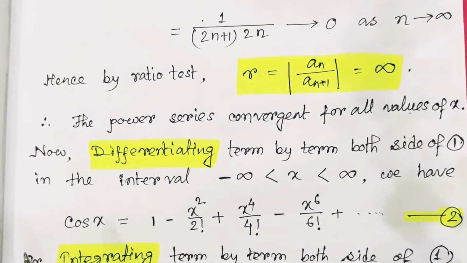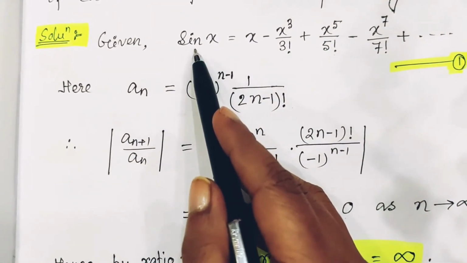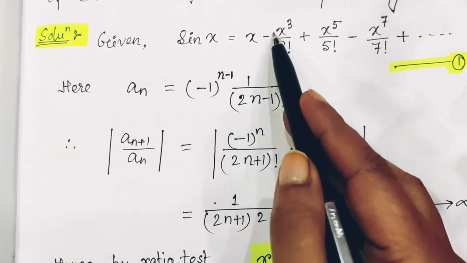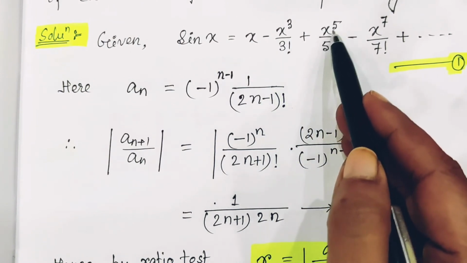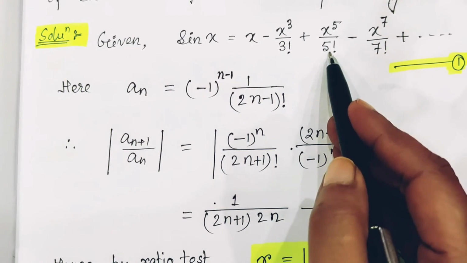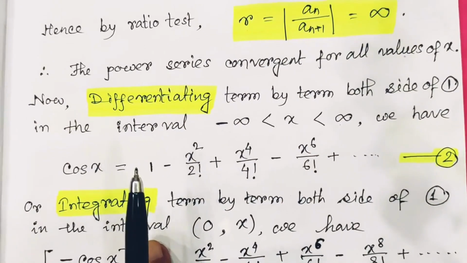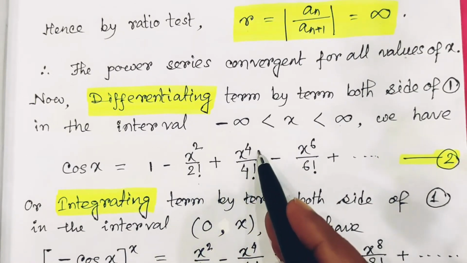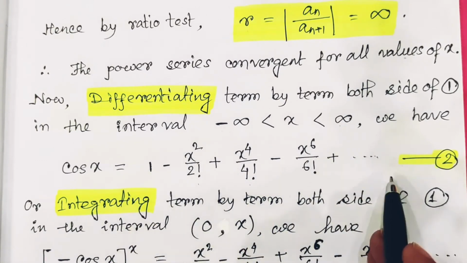If we differentiate term by term, the derivative of sin x is cos x, and the derivative of x is 1. Then for x to the power 3, it is 3x square by 3 factorial. The 3 and 3 cancel, and we get x square by 2 factorial. Similarly, we get x to the power 4 by 4 factorial, then x to the power 6 by 6 factorial, and likewise. So, after differentiating the entire thing, we find cos x is equal to 1 minus x square by 2 factorial plus x to the power 4 by 4 factorial minus x to the power 6 by 6 factorial, and so on, which is the required series.